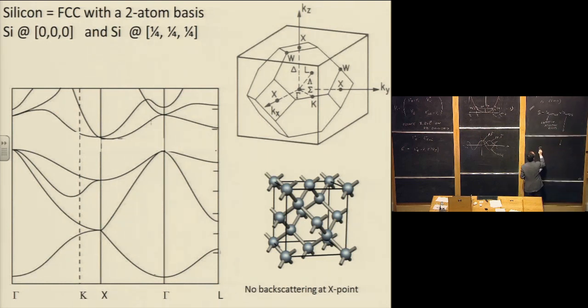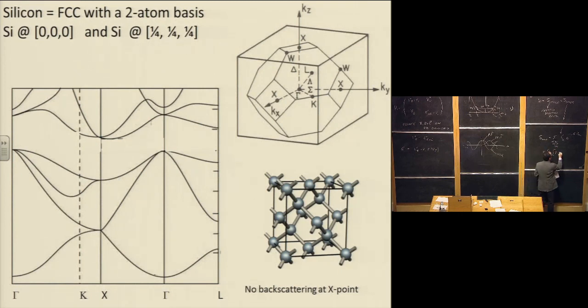S basis, you'll recall, is the sum over atoms alpha in the unit cell of f sub alpha, the form factor, times e to the i G dot r alpha. And if we do this for silicon, we'll get f silicon, and then it'll be 1 for the point at 000.